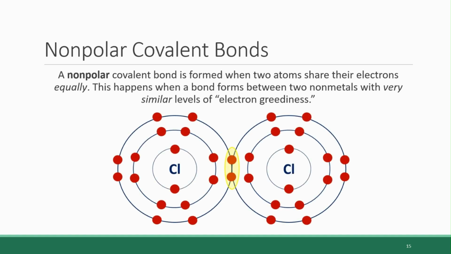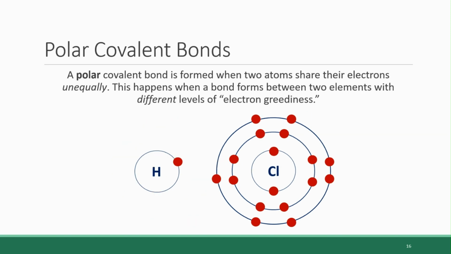Now let's take a look at what it looks like when two nonmetals get together and share their electrons in a covalent bond, but one of the elements is more greedy than the other. We call this type of bond a polar covalent bond. The electrons are still being shared, but they are not being shared equally. And this is because one of the elements involved in the bond is greedier than the other and is tugging on those electrons more strongly.